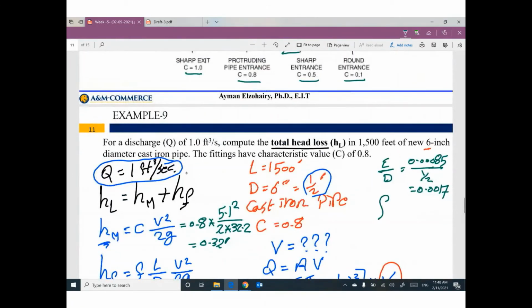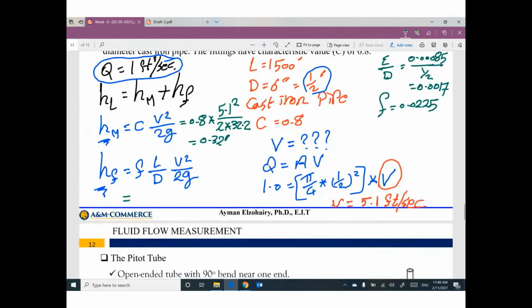So the F value will be 0.0225. I can put F 0.0225, the length 1500, the diameter 1/2, velocity 5.1 squared divided by 2g. I can figure out the value of the friction losses. This value is 27.3 feet.